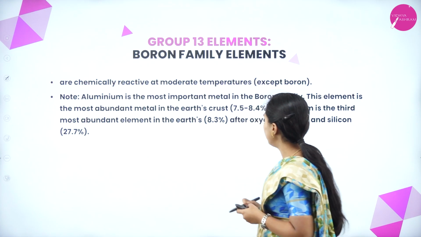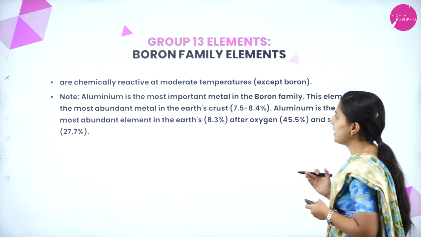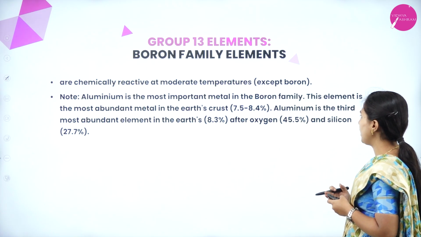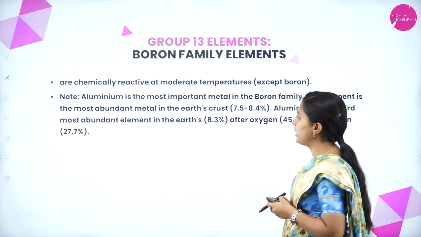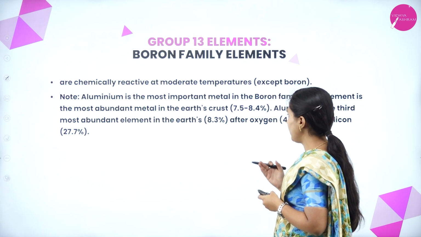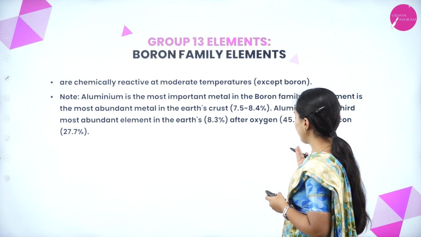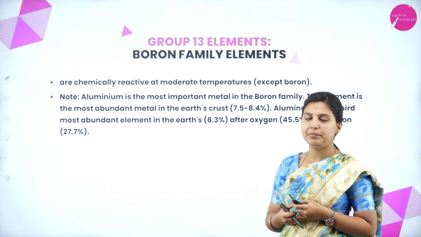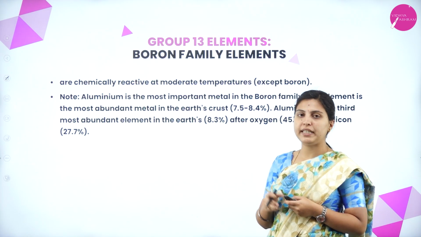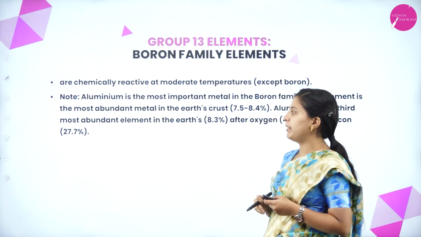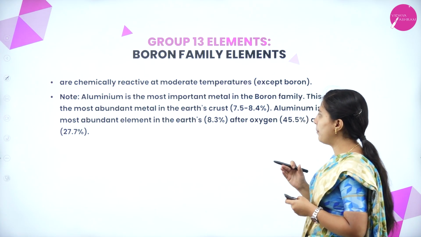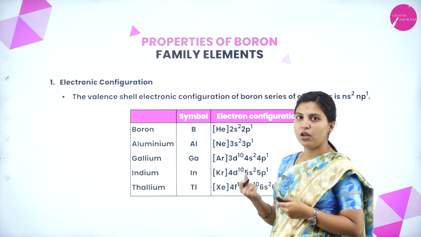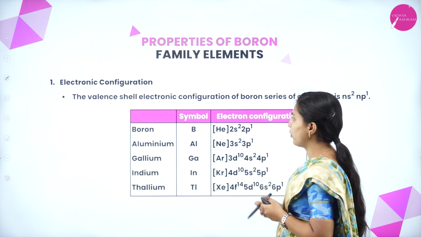Aluminium is the most important metal in the boron family. This element is the most abundant metal in the Earth's crust, 7.5 to 8.4%. Aluminium is the third most abundant element in the Earth, that is 8.3%, after oxygen, that is 45.5%, and silicon, 27.7%. In the overall boron family, aluminium is the most important metal and also the most abundant metal in the Earth's crust. Okay. Next, properties of the boron family, that is electronic configuration.